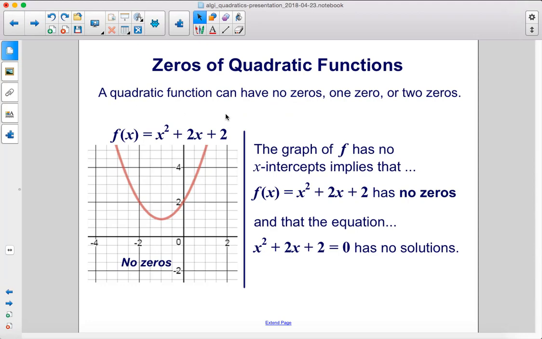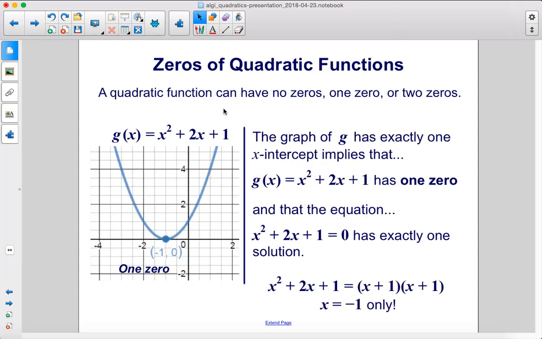A quadratic function can have no zeros, 1 zero, or 2 zeros. The graph of f here has no x-intercepts. It doesn't ever cross over the x-axis. That implies that this graph of x squared plus 2x plus 2 has no zeros, and that the equation x squared plus 2x plus 2 equals 0 has no solutions. There's nothing you can put in for x that will cause this to equal 0.